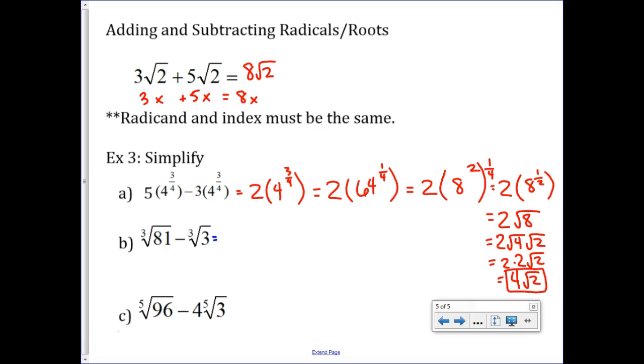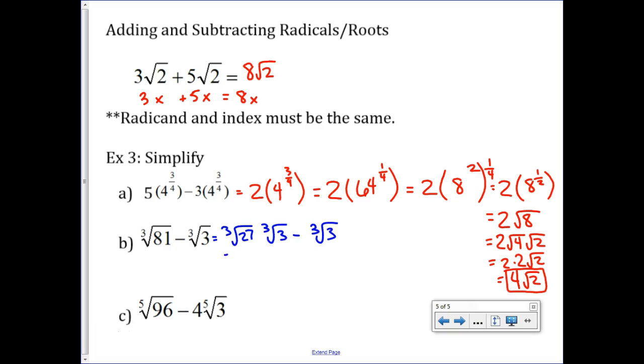So I have 1 to the 3rd is 1, 2 to the 3rd is 8, 3 to the 3rd is 27. So the cube root of 27 and the cube root of 3 minus the cube root of 3.